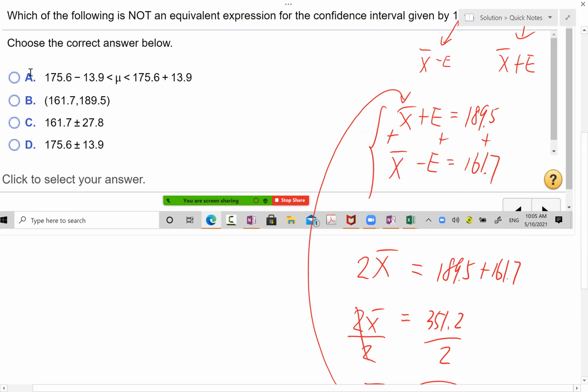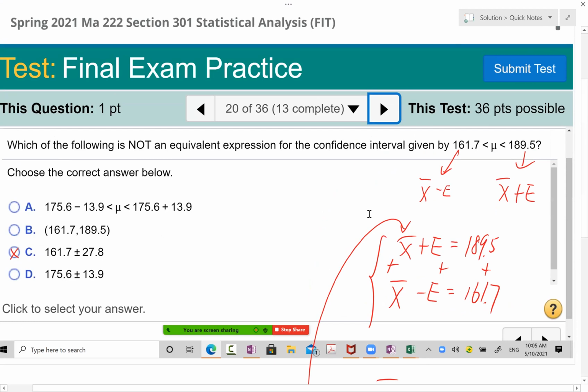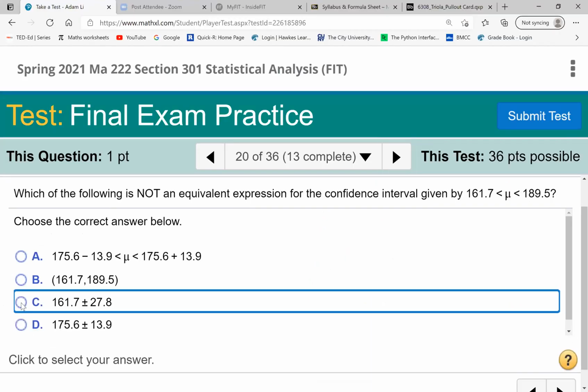This is good. And this is good. Also, this one is good. So the only one that is not right is C, right? C is not a correct answer. The sample mean must be 175.6. And by finding both, it will be very easy to make a determination on the correct answer.